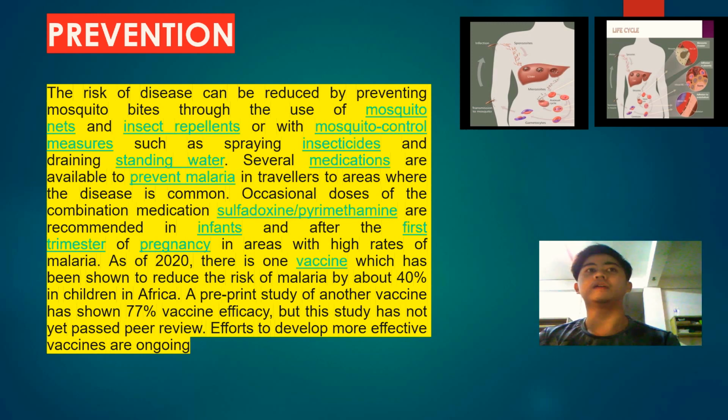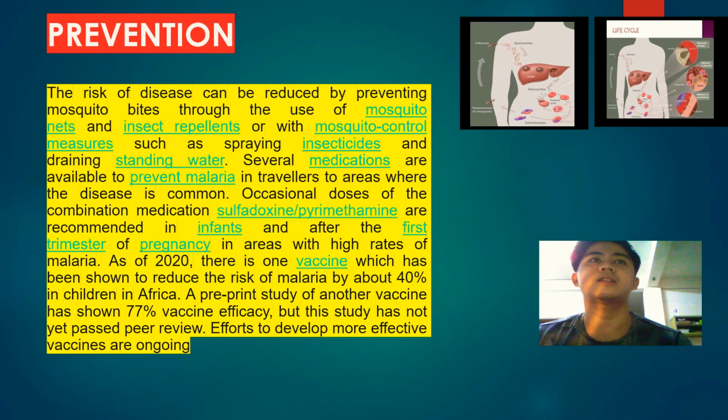So, the prevention of the malaria diseases is the risk of disease can be reduced by preventing mosquito bites through the use of mosquito nets and insect repellents or with mosquito control measures such as spraying insecticides and draining standing water.